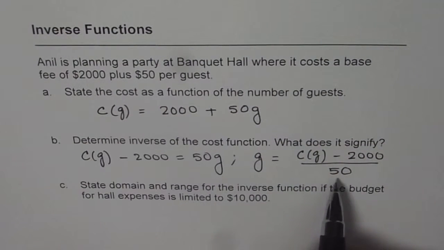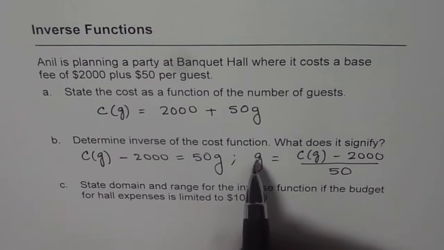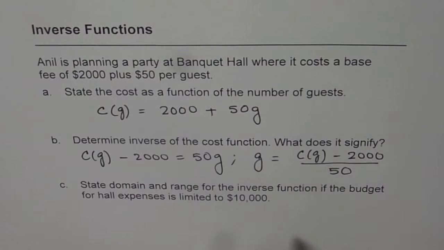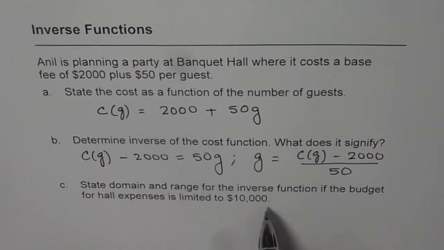Now that is the inverse function, right? So we can always write C of G inverse as this function, correct? State domain and range for the inverse function if the budget for the hall expenses is limited to 10,000. So budget is the total cost, right? If total cost is 10,000, then what is the domain and range? So that is your question to be answered.